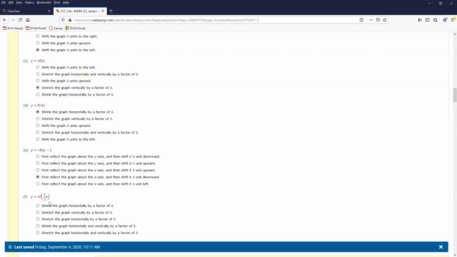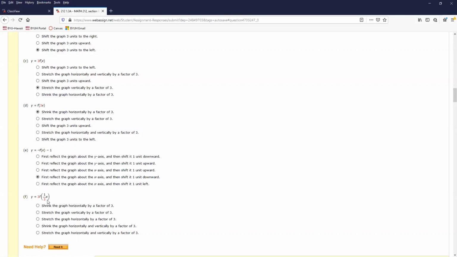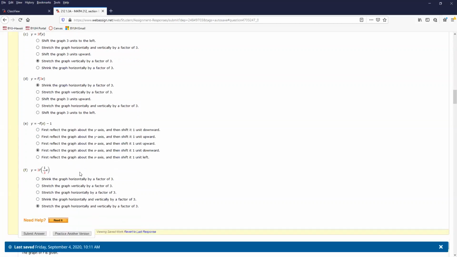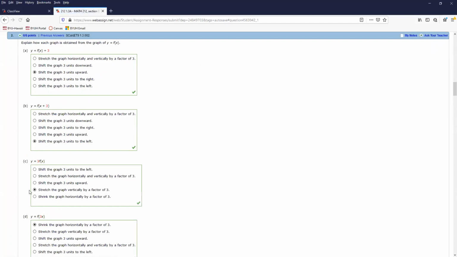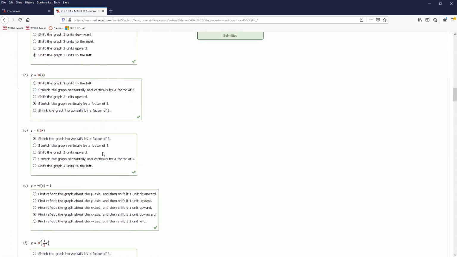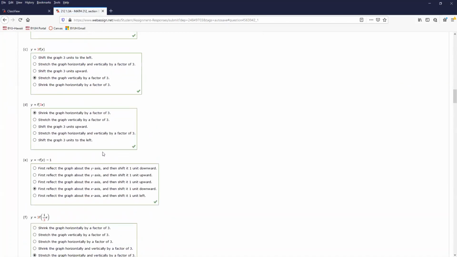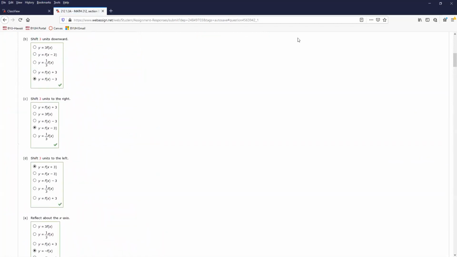Okay, here, let's see, 1/3. So you apply this first. So it's going to stretch it horizontally by 3. And then this is stretching by 3 also. Okay, let's see what happens with that. Let me get all those right. Okay, great. So that's those exercises.